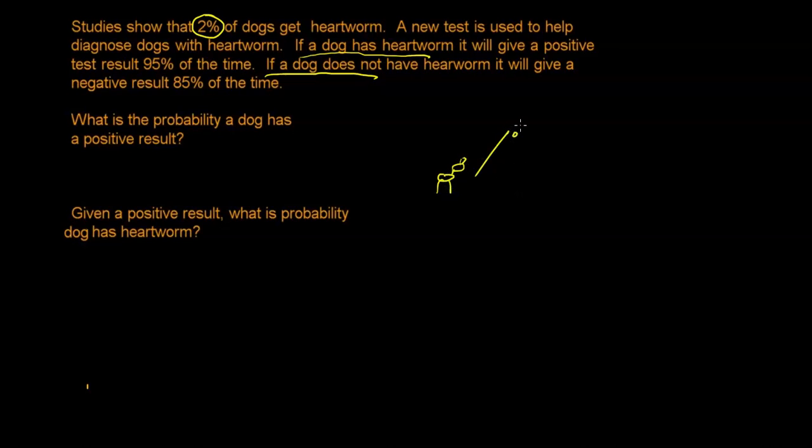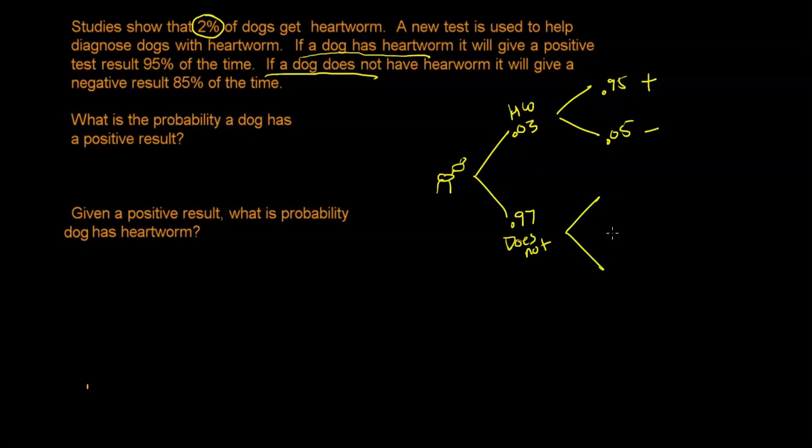Well, first off, understand that there is a 3% chance the dog has heartworm. I'll use an HW, which instantly tells me the complement rule, 97% chance it does not have heartworm. Now, here's the conditional. If it has heartworm, there is a 95% chance of a positive result on the test. Complement rule, 5% chance of a negative result. That would obviously be a bad thing. That's a false negative. That's telling a dog it doesn't have heartworm when it really does.